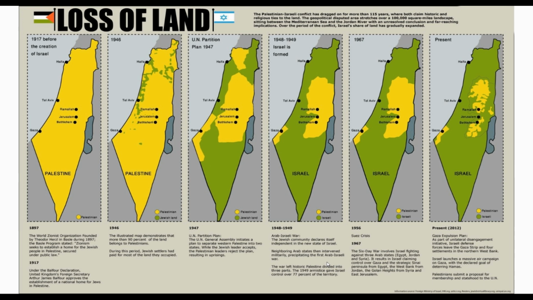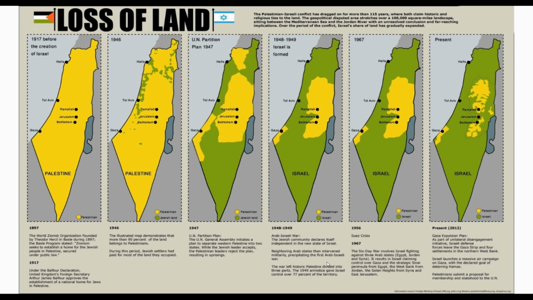In 1946, as you can see, the Jewish immigrants, the green areas, started to settle in Palestine. And in the 1947 UN Partition Plan, as you can see, the yellow area is Palestinian territory and the green area is Israeli territory.